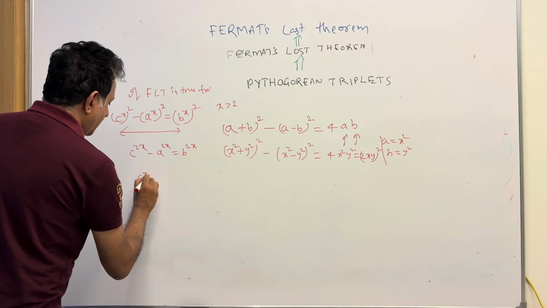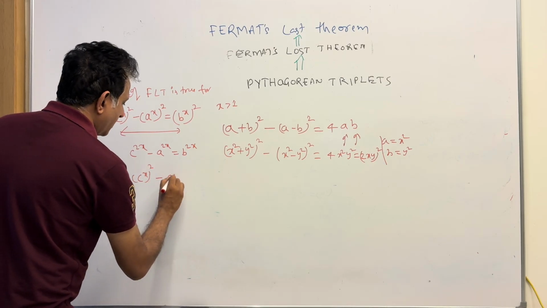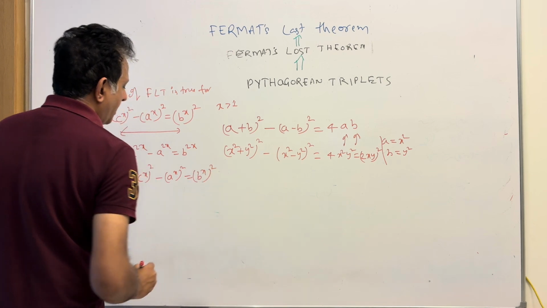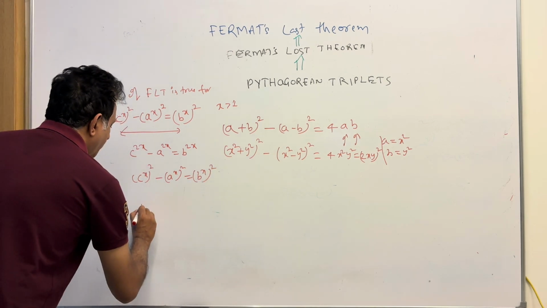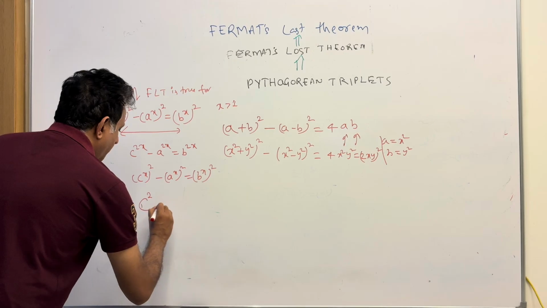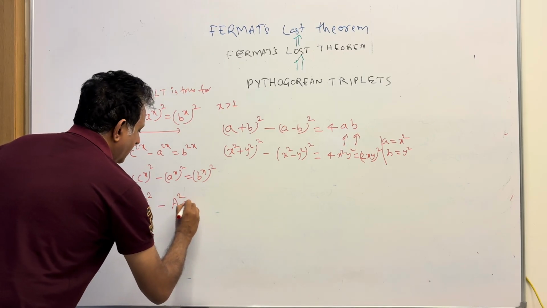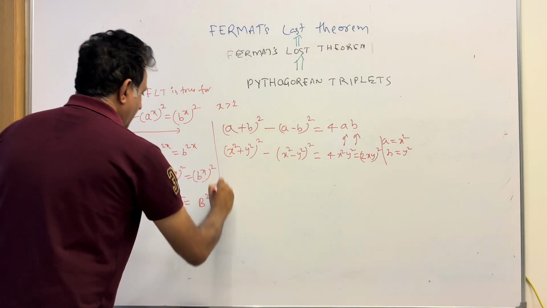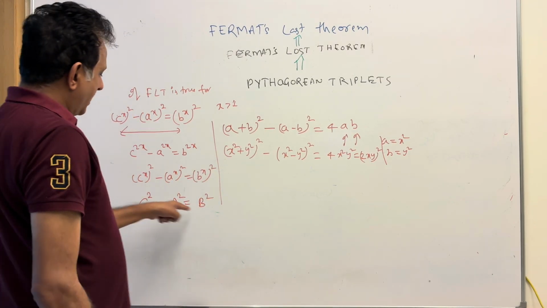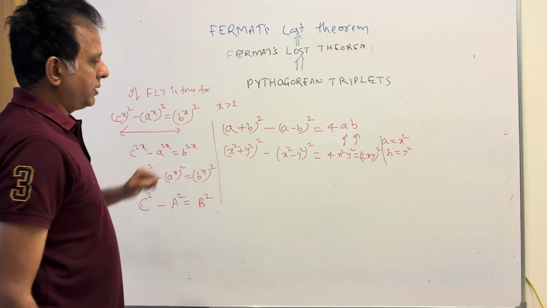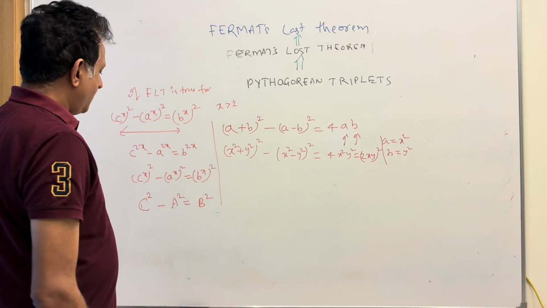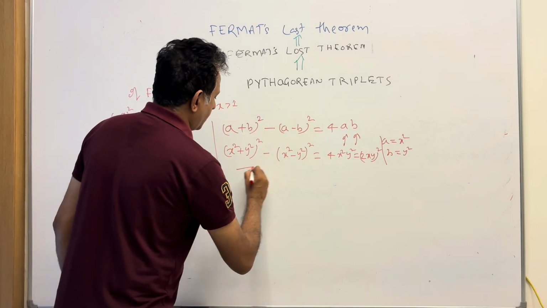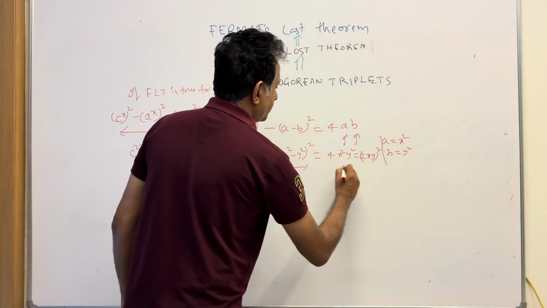Then we have rewritten it as (c power x) whole square minus (a power x) whole square is equal to (b power x) whole square. Now, this is a Pythagorean triplet. So big C square minus big A square is equal to big B square. So that means that in the Pythagorean triplets, we should have c power x, a power x, and b power x. Okay? So here we have a general expression for Pythagorean triplets.